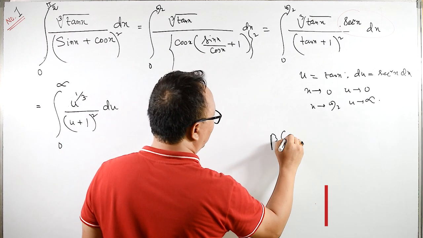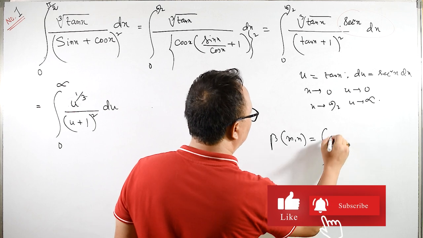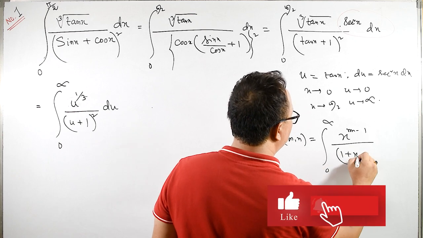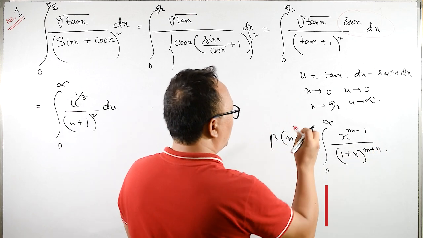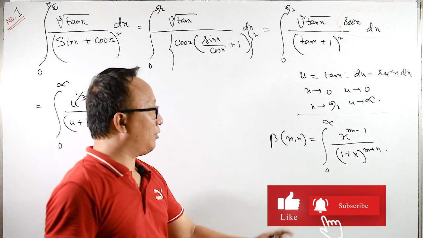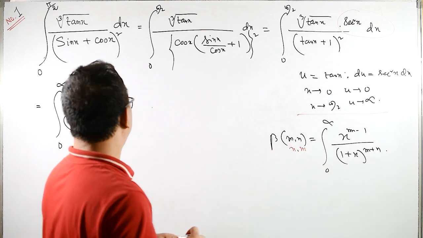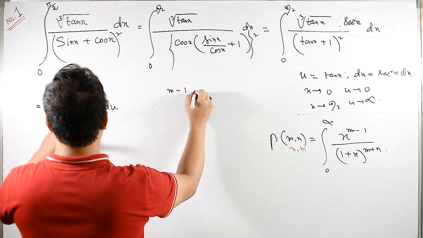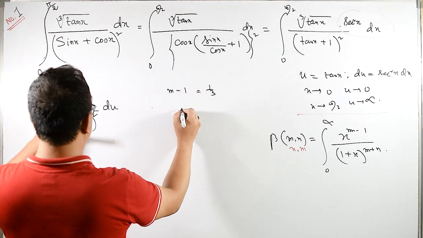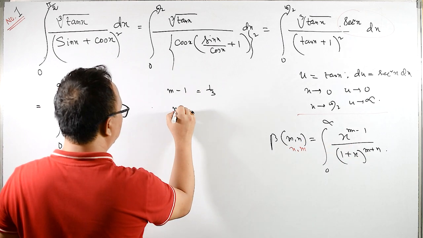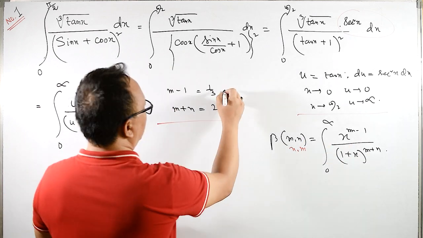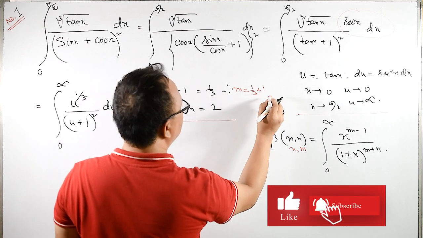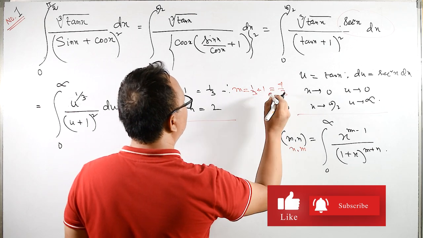We have beta of m, n equals the integral from 0 to infinity of x raised to m minus 1 upon (1 plus x) raised to m plus n. Now, if I compare with this, what do we have? We have m minus 1 equals 1 by 3, as well as m plus n equals 2. From here, you can find m equals 1 by 3 plus 1, which is 4 by 3.